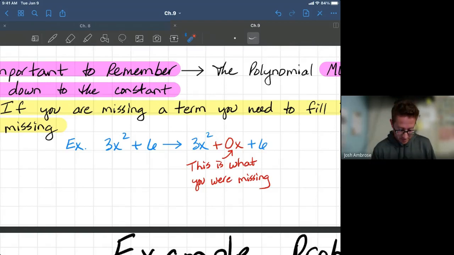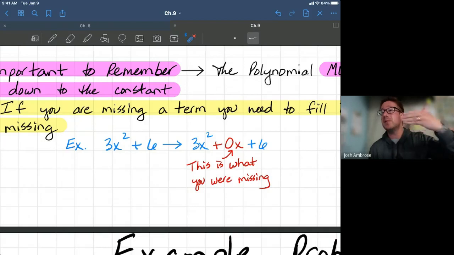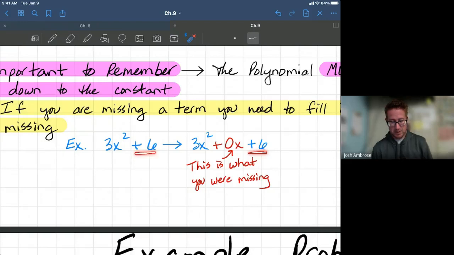Go back to this, you have an exponent of 2, then it completely skips and goes to there is no exponent, there is no variable. That's not perfect descending order. You have to represent every single term. So you were given 3x squared. You have to fill in this plus sign and a 0x, and then finish it out with the plus 6 because that's what they gave you right there.